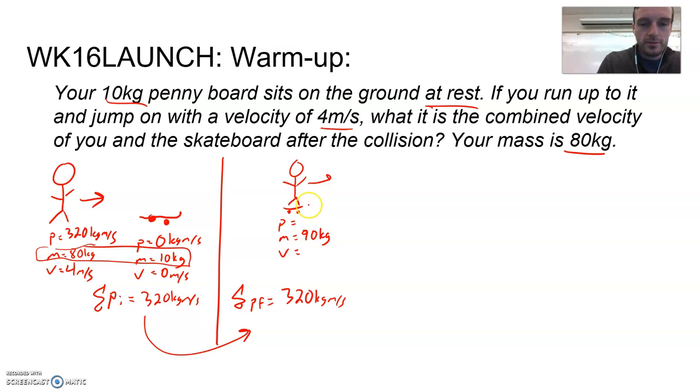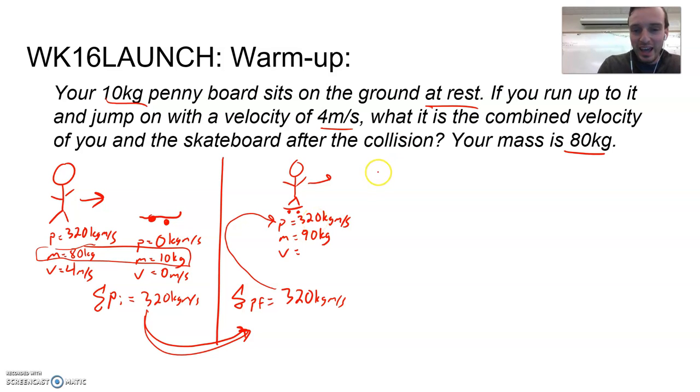Not rocket science. Now, here's the big idea. Don't miss this step right here. The first thing we said was that the total momentum has to stay the same. The second thing we say is, where does that momentum go? In this case, it's very easy to figure that out because there's only one object that can have that momentum, and that's the skateboard plus person object.